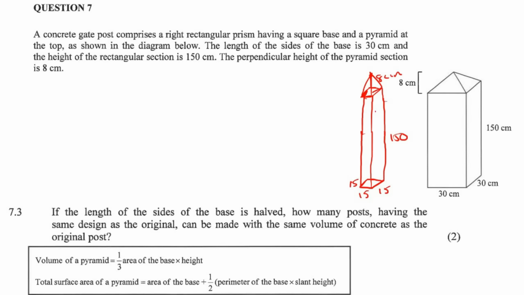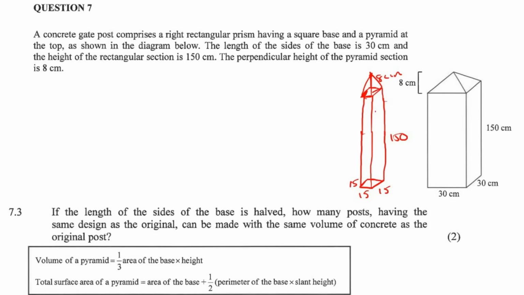At the length of the side, how many posts having the same design can be made with the same volume of concrete as the original post? How many posts having the same design can be made with the same volume of concrete?